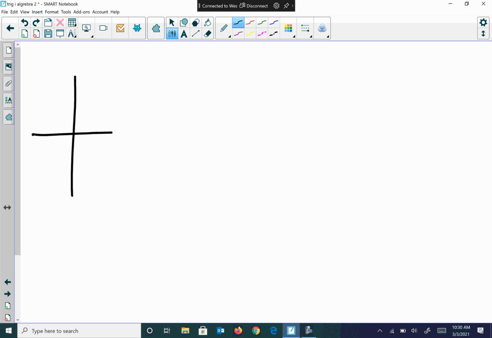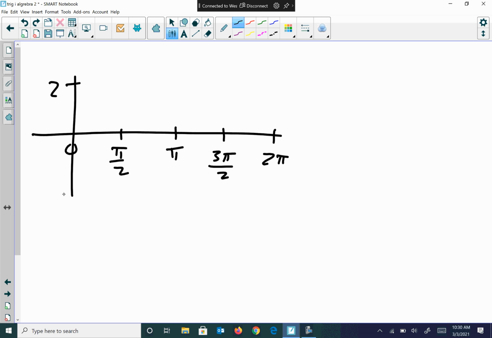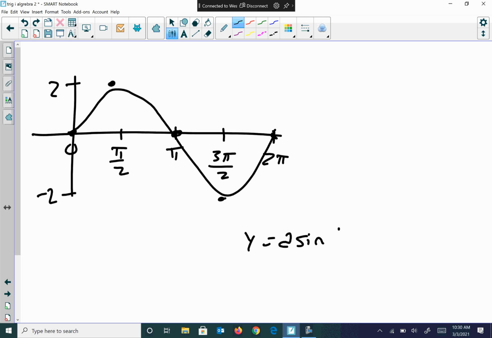So we had this graph. It said this was 0, pi halves, pi, 3 pi over 2, 2 pi. So a normal thing, it goes up to 2 and it goes down to negative 2. And it's just a traditional sine curve. And so you have y equals a sine, and then the bx plus c plus d.